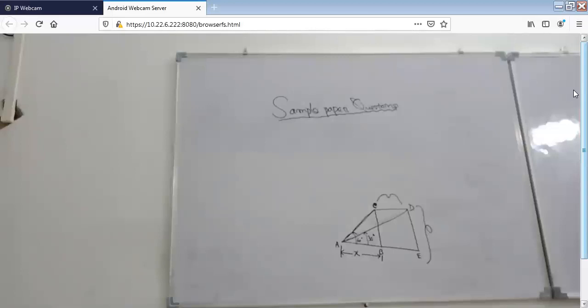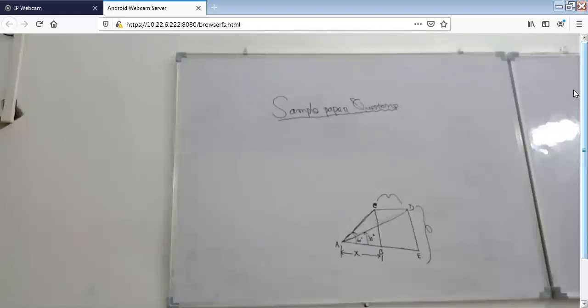Again, I am repeating the question. The angle of elevation of a jet fighter from a point A on the ground is 60 degrees. After flying 10 seconds, the angle changes to 30 degrees. If the jet is flying at a speed of 648 km per hour, find the constant height at which the jet is flying. After writing the question, read it carefully and try to understand it.